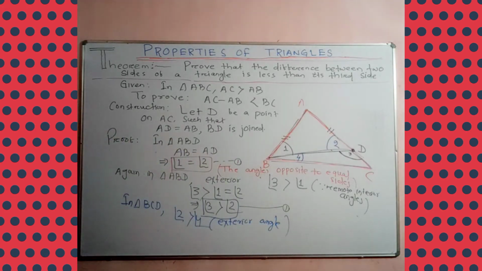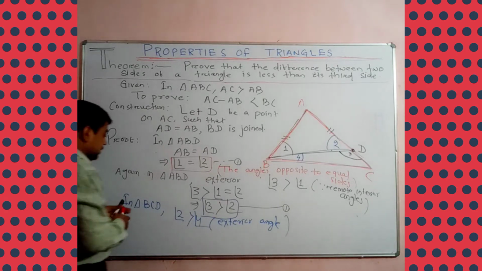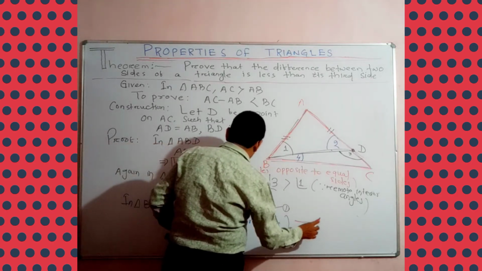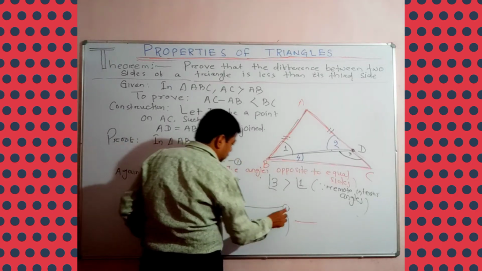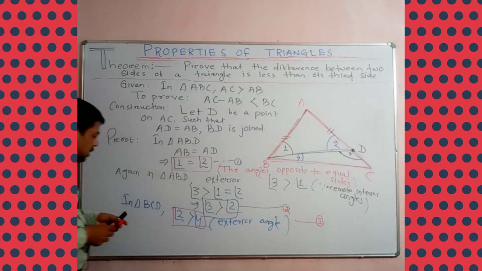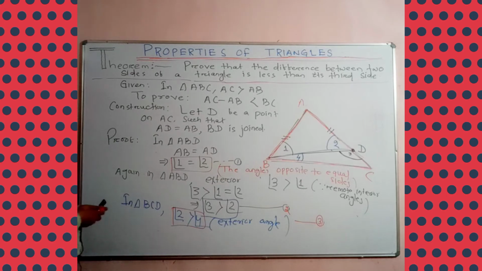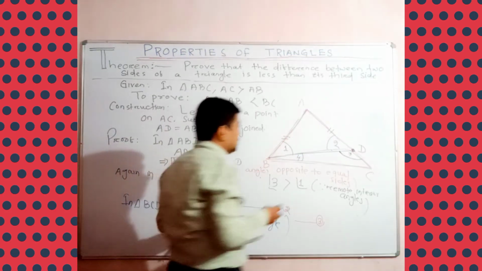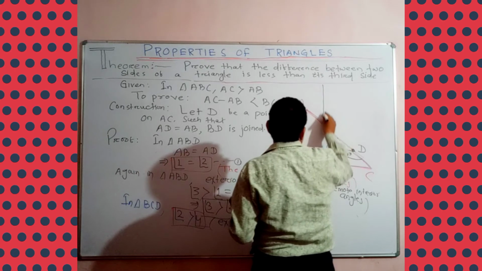Understand? Is it clear? Now we are getting another point here. Suppose this is point number 1, this is point number 2, this is point number 3. Now from equations 2 and 3, what are you finding here? Angle 3 is greater than angle 2 and angle 2 is greater than angle 4. Yes or no?